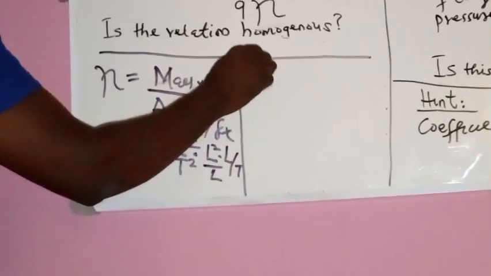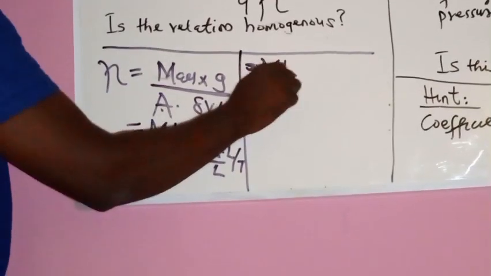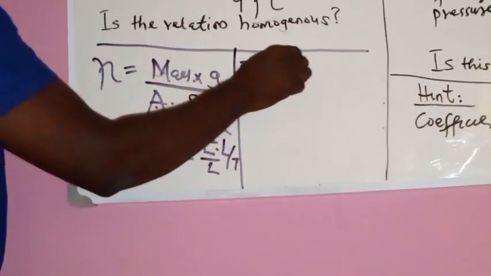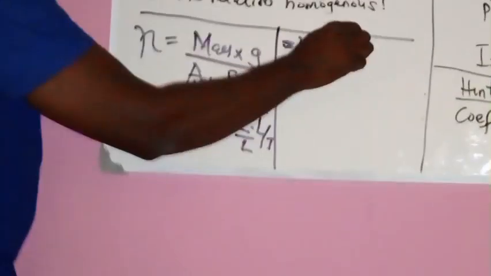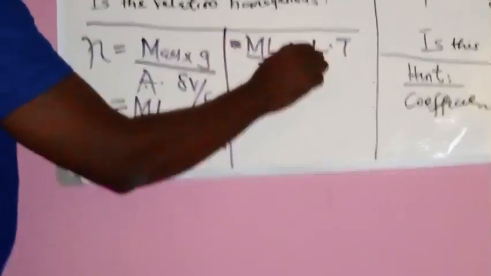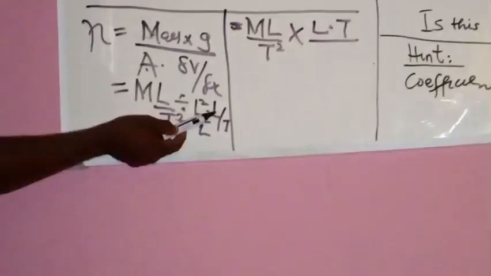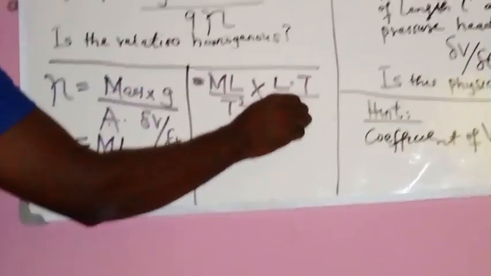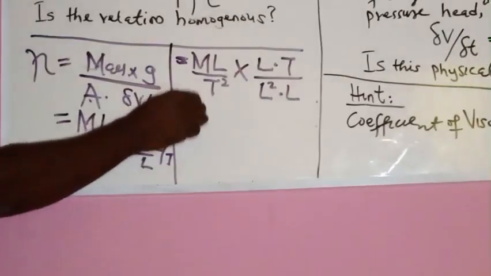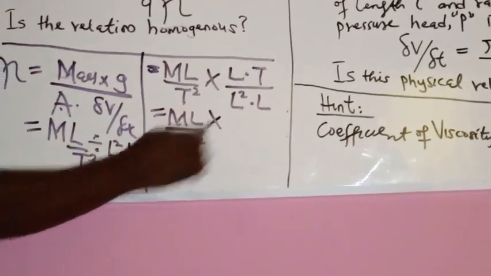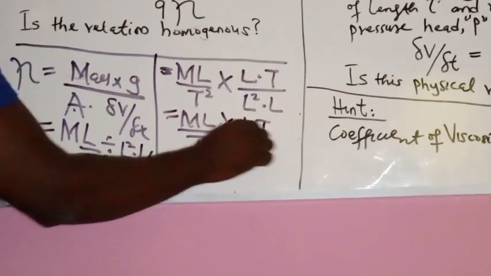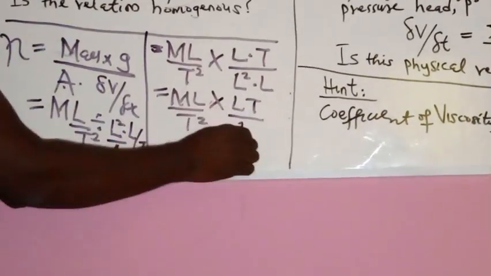Now, let me write it properly here. This is M L over T squared. If I change this division to times, all these things that are at the denominator, L and T, will go up. So I have L times T divided by the one at the numerator, L squared times another L, which will come down. This is M L over T squared. Are you following? Equals, times, this is LT divided by, this one will have 3 L's at the denominator, that is L raised to the power 3.